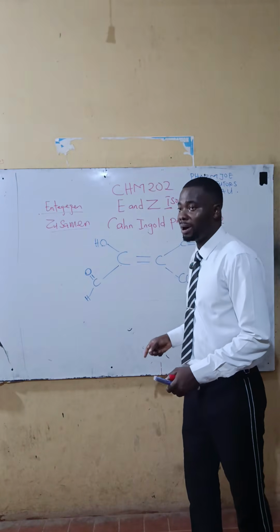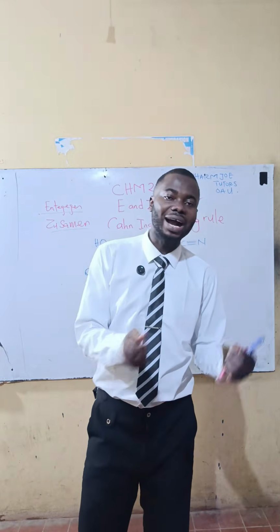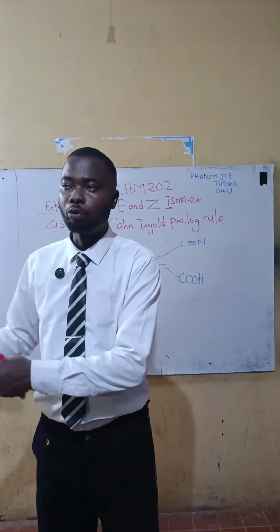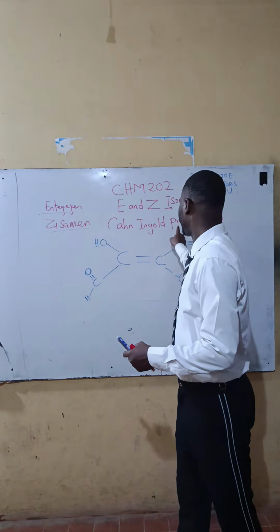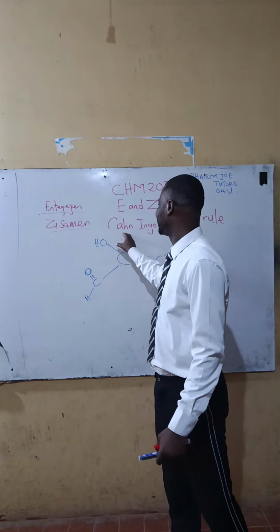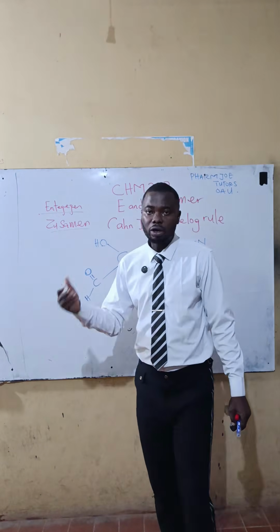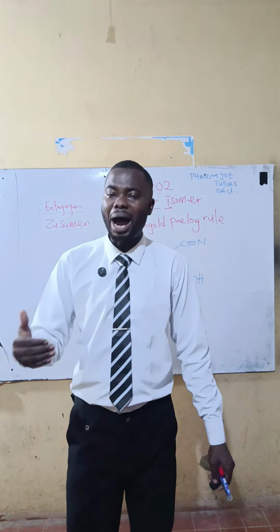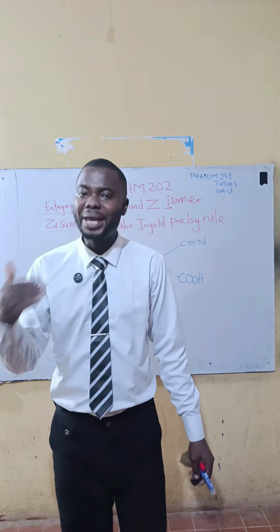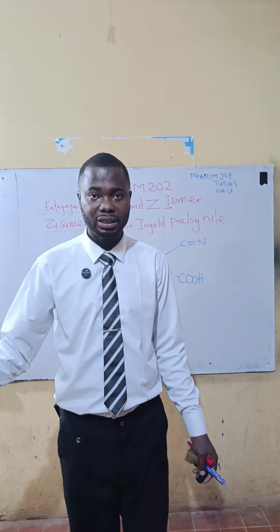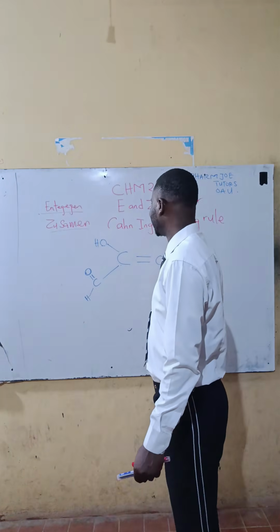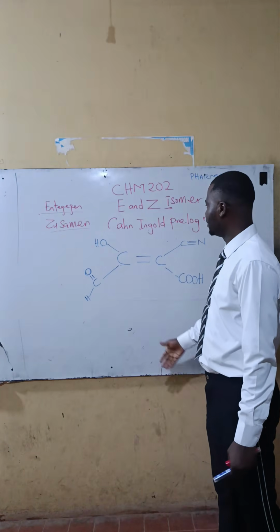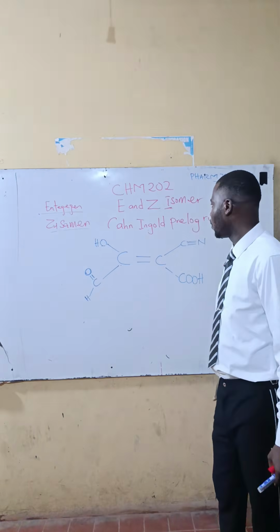E and Z isomer works on the principle of the Cahn-Ingold-Prelog rule. Now, this Cahn-Ingold-Prelog rule, most times you see it as CIP, works on the principle or rule of what we call priority. Priority given to elements based on their atomic number. Is that okay? So let's take a look at this compound and determine if it is E isomer or Z isomer.